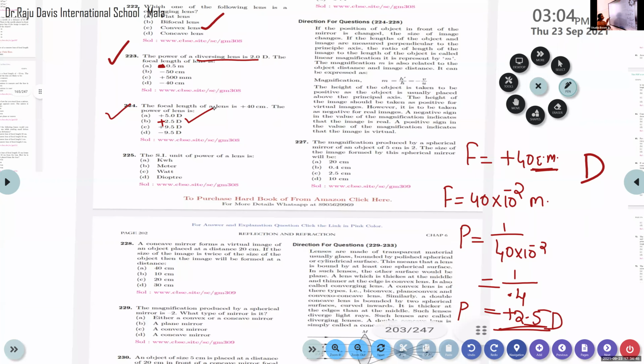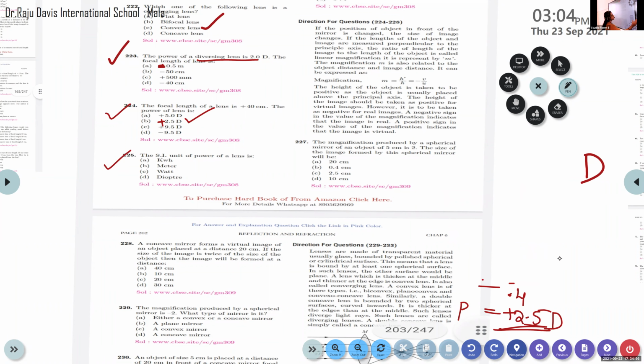Okay. The next question is simple. What is the SI unit of power of a lens? Diopter. So here we have different options. You have a chance to make a wrong answer here, because the options are kilowatt hour, meter, watt, and diopter.